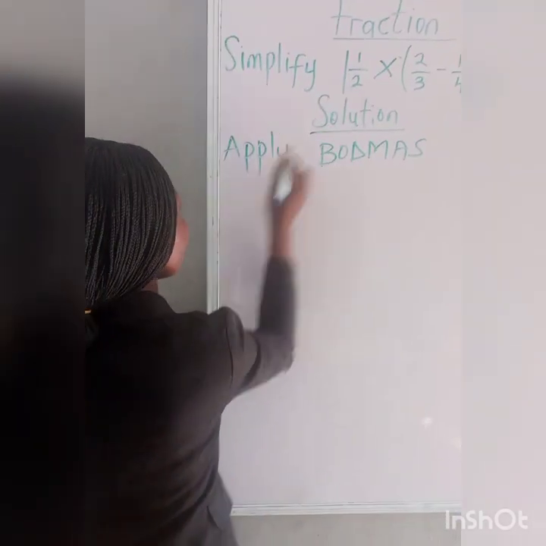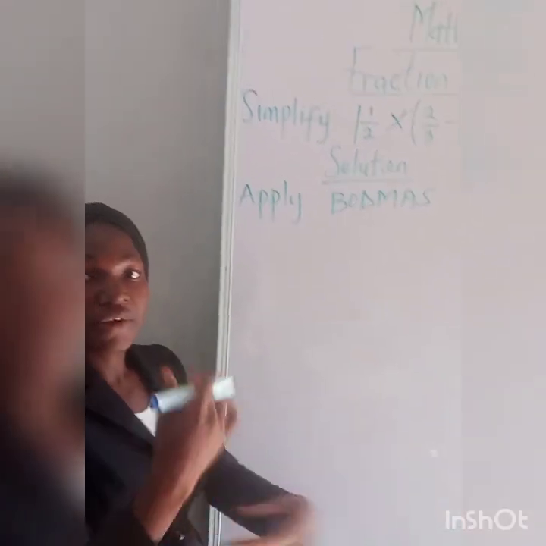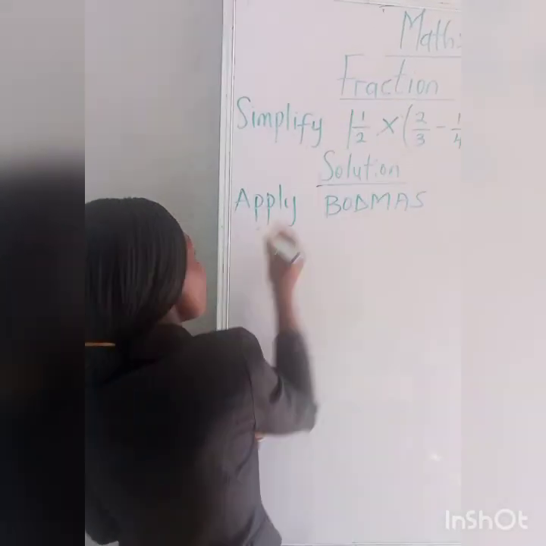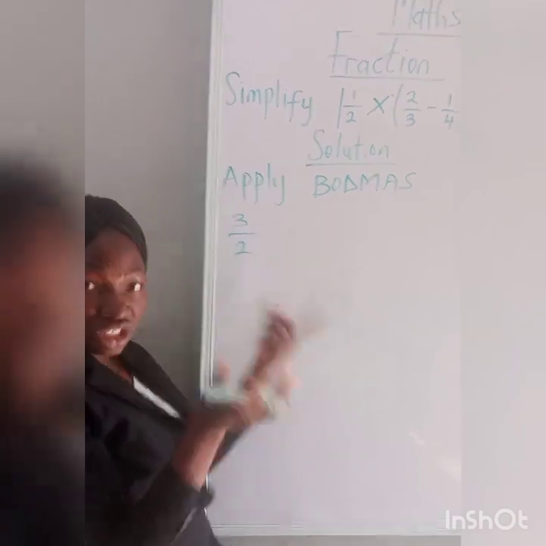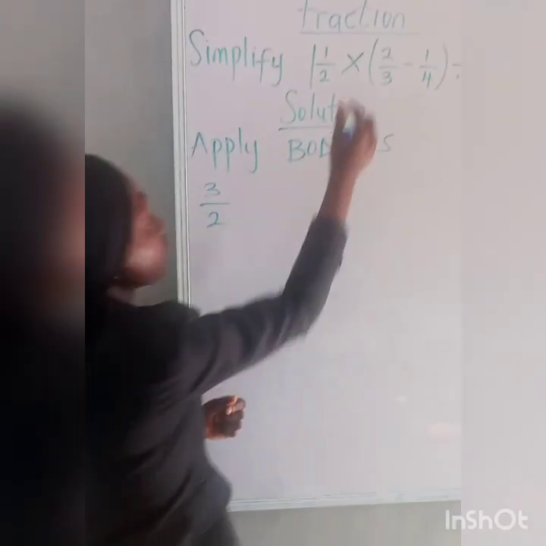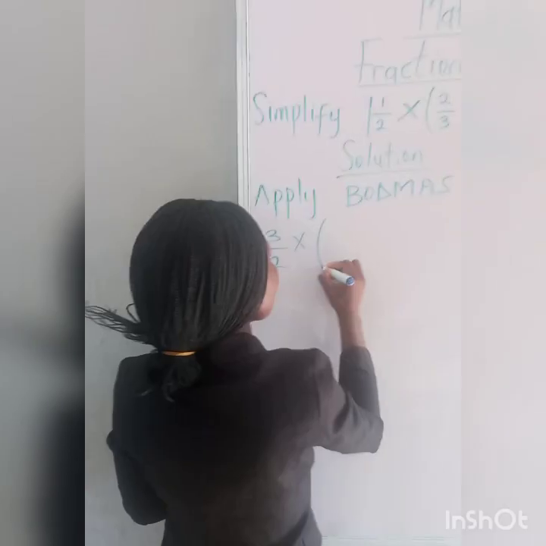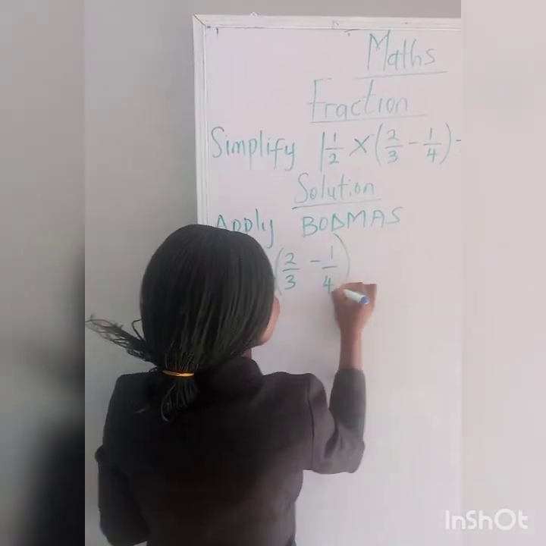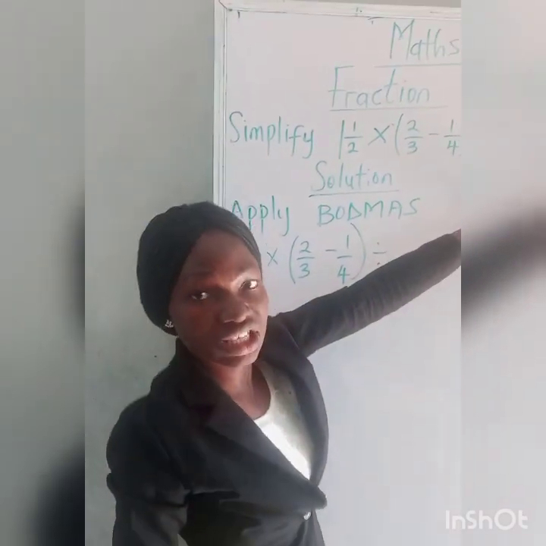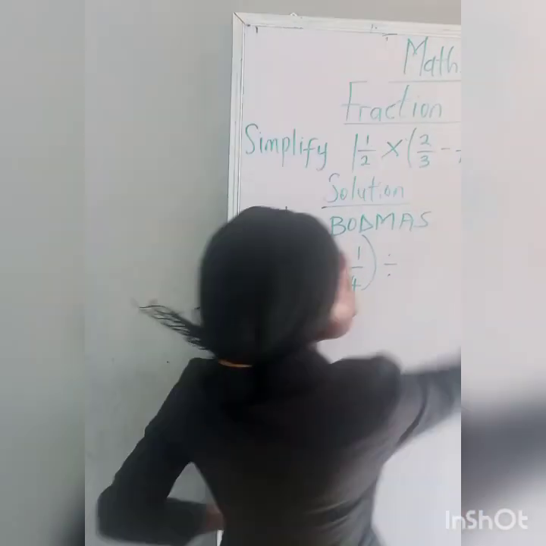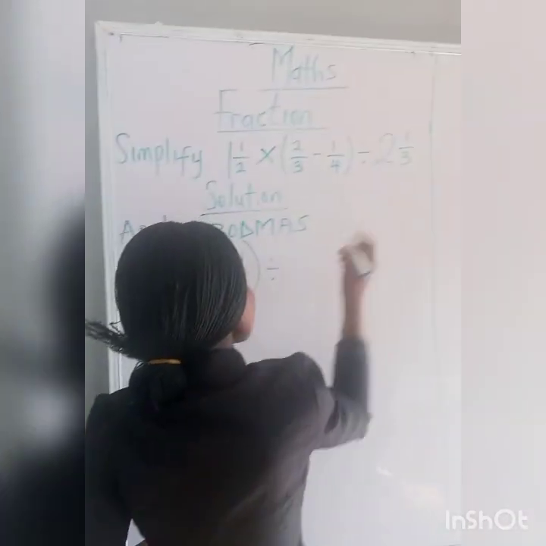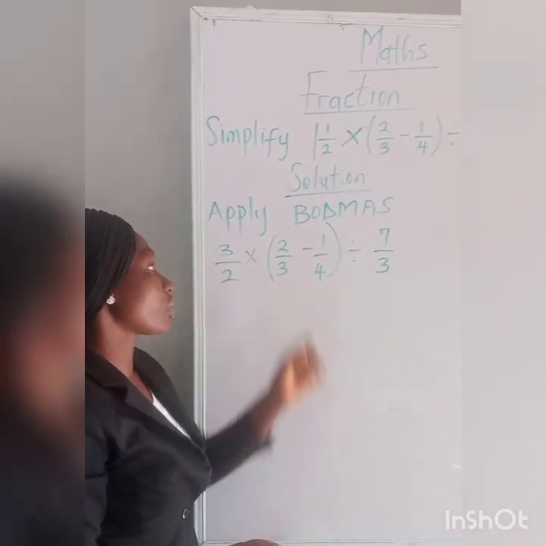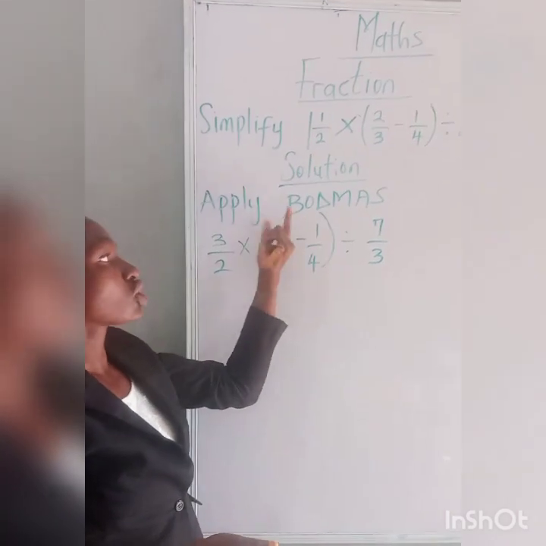And we have this one, you change it to an improper fraction. Don't forget it's a mixed fraction. 2 times 1, 2, plus 1, 3. That's 3 over 2. You change it to an improper fraction. Times, now we have this in my bracket, 2 over 3 minus 1 over 4. Divided by, I'm changing this mixed fraction to an improper fraction. 2 times 3, 6, plus 1, 7. That's 7 over 3.